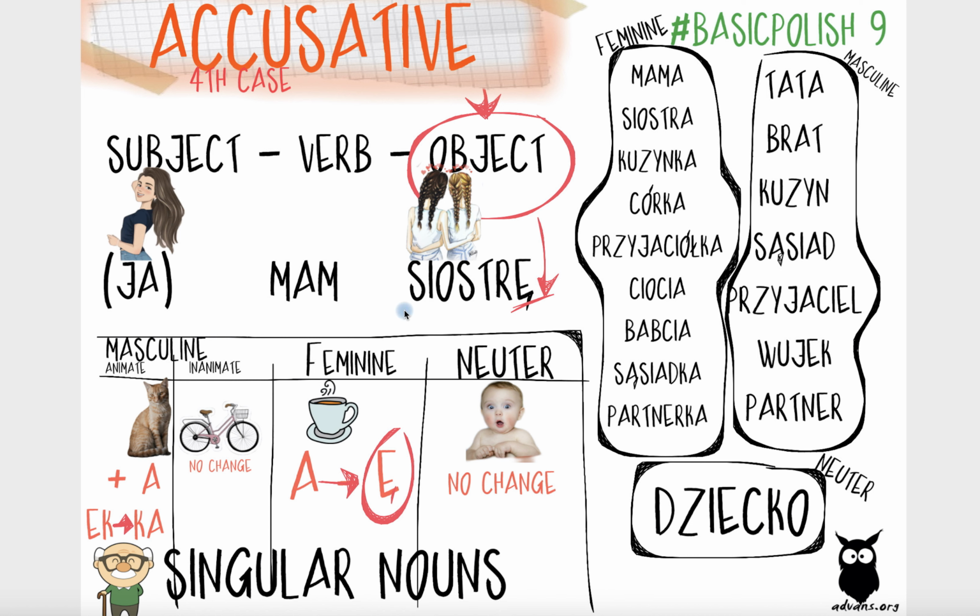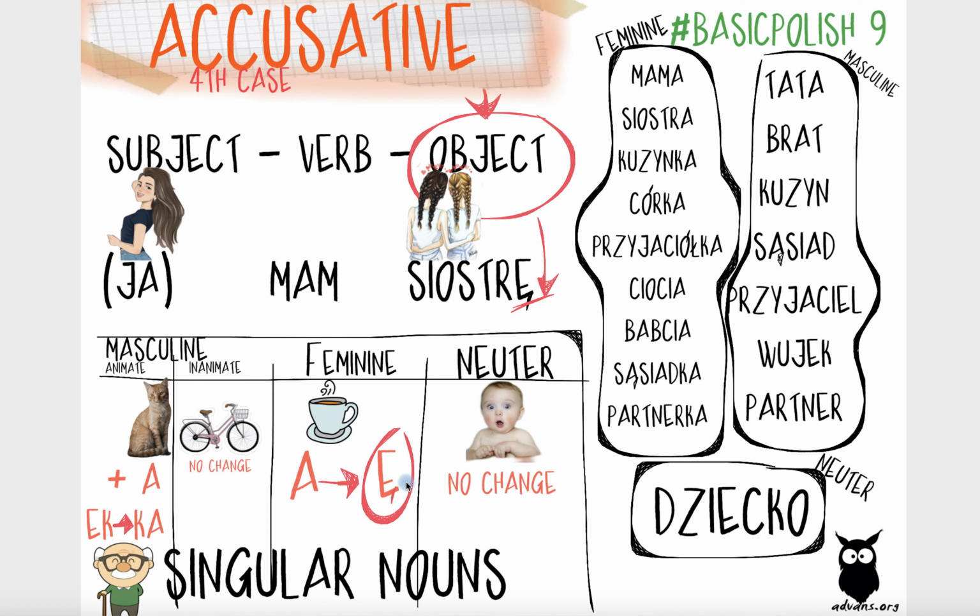It's still sister, although this word doesn't look exactly 100% the same as this one, right? It's just one letter difference. This is the same word, it's just a different case. So mam siostrę. And you probably guessed that all words that end with a, even this one, which is masculine, will have that change into ę.